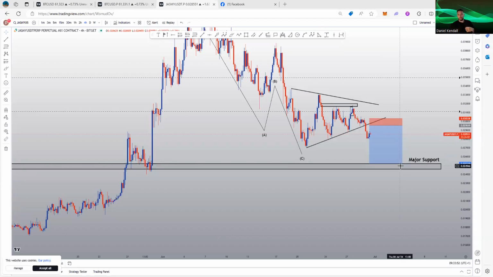Yeah, so this is Jasmine. We've fallen at the bottom of the formation, so we're just waiting for the retest now. But let's just say we want to set our limit order just at the bottom of this trend line.